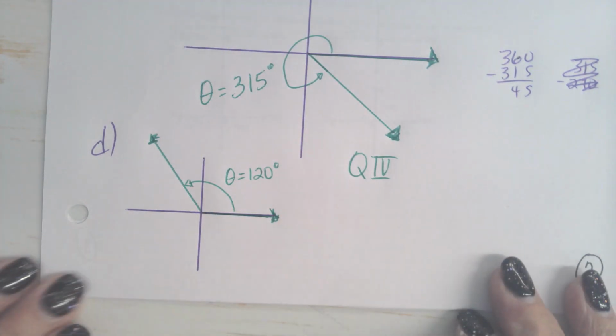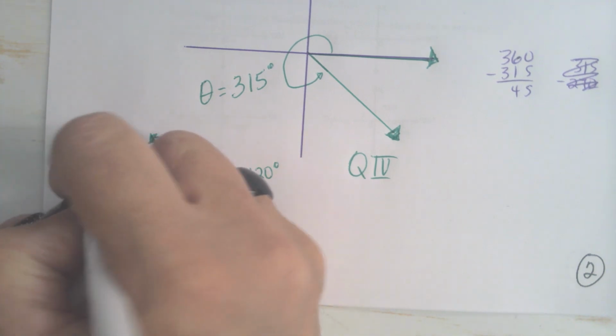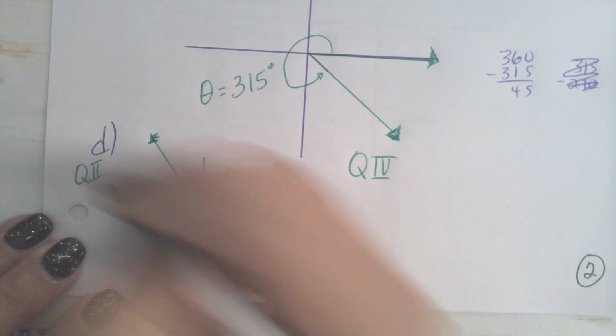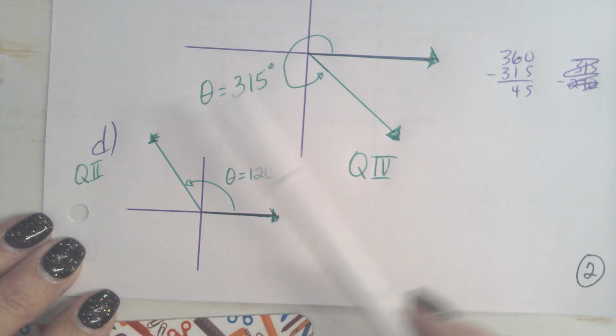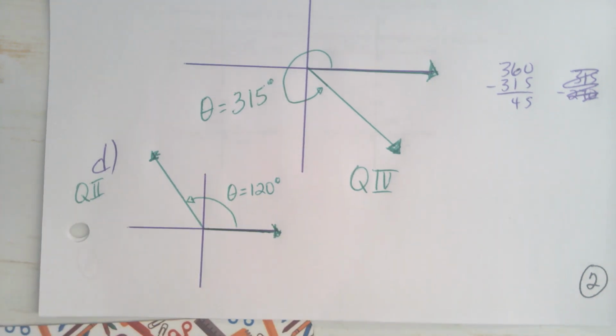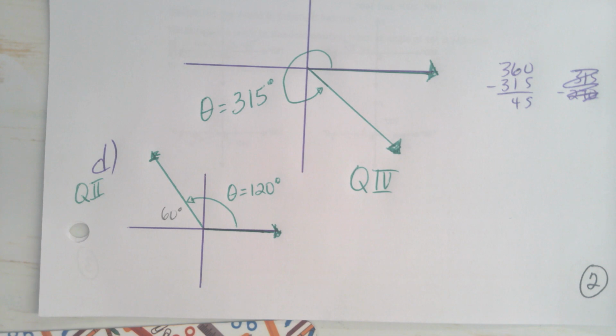You know what, Nicole, you gave me the perfect answer to what I'm going to ask next, and this is quadrant 2. What is the angle between this terminal arm and the x-axis? 60 degrees, right? This one right here is 60 degrees.